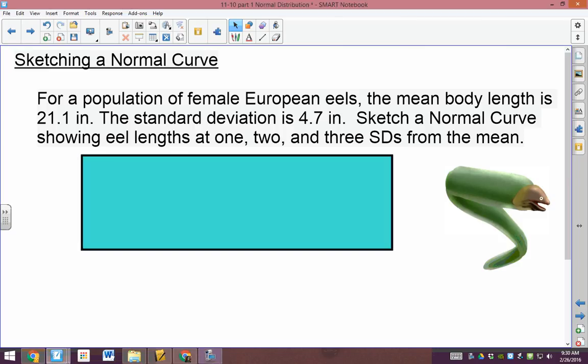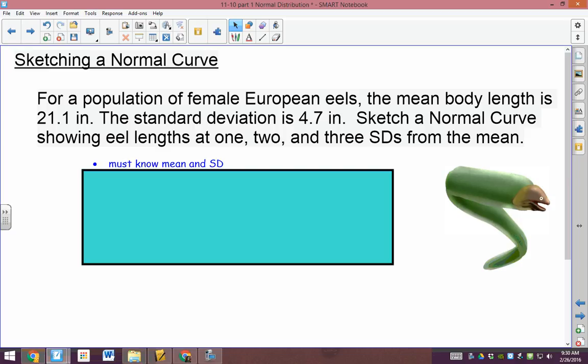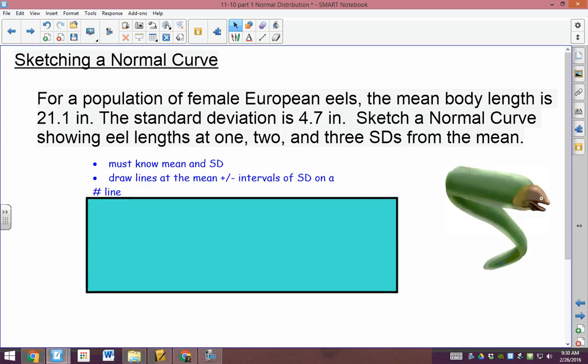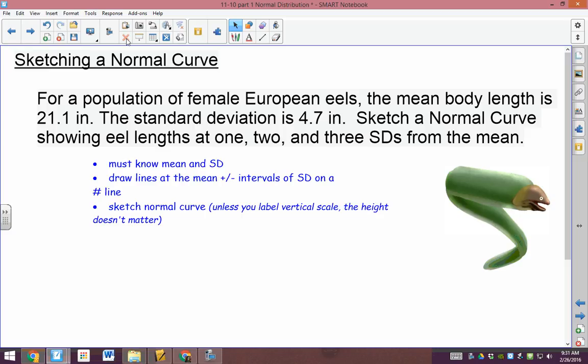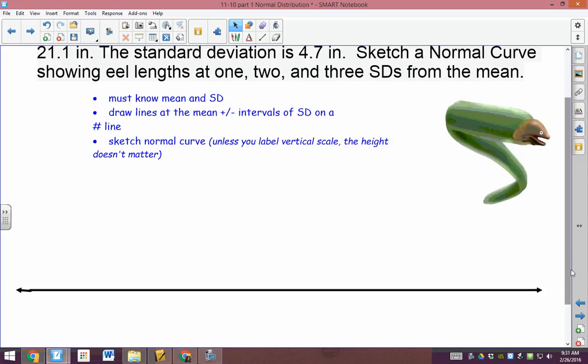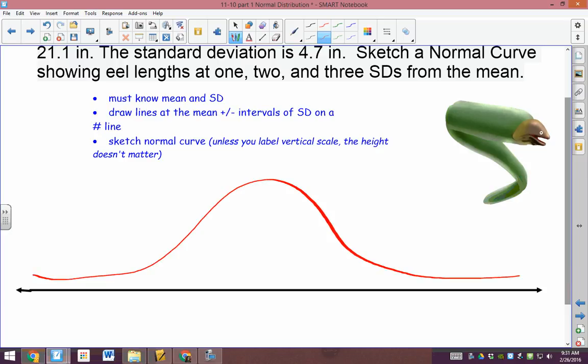All right, so some steps if you need them. We need to always know the mean and the standard deviation, which we were already given both of. That is really nice. So we're going to draw lines at the mean, plus and minus intervals of the standard deviation on a number line. And then we're going to sketch a curve, and this is very much a sketch. In fact, all of these questions on your assignment are going to look exactly the same with just different labels on the number line. So we don't need to worry how high. Try to make a symmetrical curve. In fact, I'm going to do my curve first. Not bad at all.